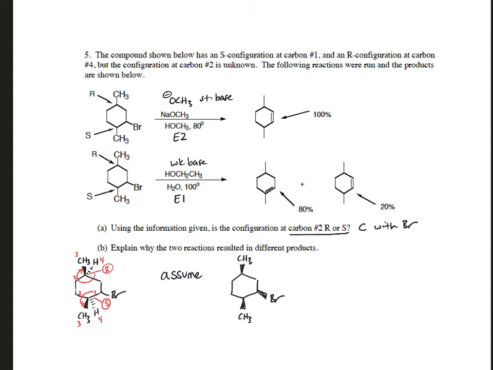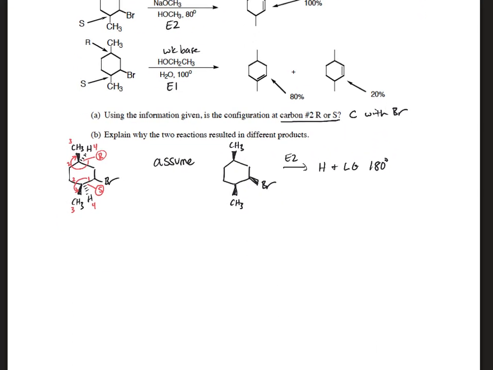And remember, with an E2, I have to have the H and the leaving group 180 degrees. They have to be anticoplanar. So I've got to do a chair structure. So let's go ahead and do that chair structure of this guy. So there's the chair. The bromine has to be axial, and so I'm going to pick an axial position and stick it there. That has to be true for an E2 to work.